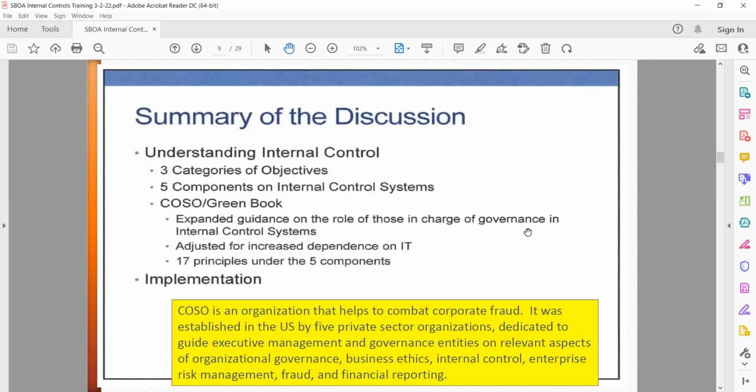To gain an understanding of internal controls, we will discuss the 3 categories of objectives, the 5 components of internal control systems, COSO and the Green Book, which were used to develop our internal control standards and include expanded guidance on the role of those in charge of governance in internal control systems, adjusted for increased dependence on IT, and the 17 principles under the 5 components.